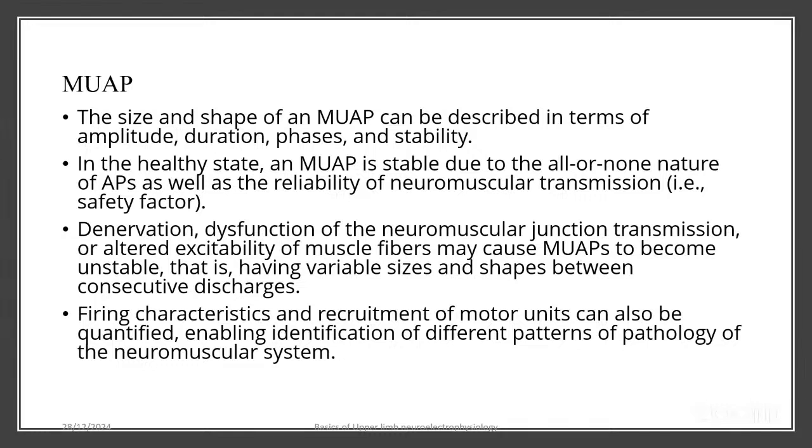The firing characteristics and the recruitment of motor units can also be quantified, enabling identification of different patterns of pathology of the neuromuscular system. So we can see the recruitment ratios and other things which you can calculate.